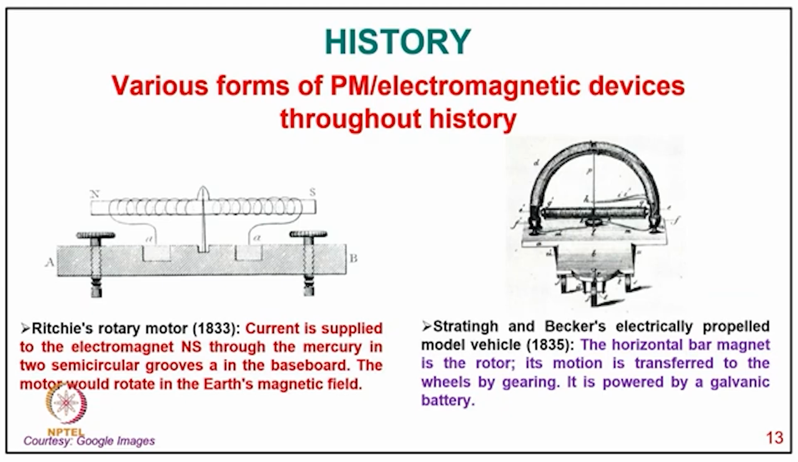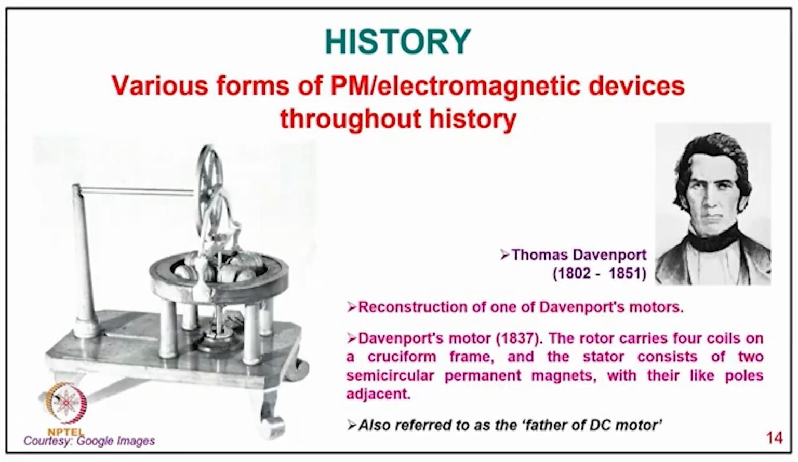And the Ritchie rotary motor, which I already discussed earlier about the history: the current is supplied to the electromagnet north and south poles through the mercury in the two semicircular grooves in the baseboard, and the motor will rotate in the earth's magnetic field. And the Becker electrically coupled motor vehicle: the horizontal bar magnet is the rotor, and its motion is transferred to the wheel by gearing, and is powered by a galvanic battery. And typically Thomas Davenport, the constructor of one of the Davenport motors.